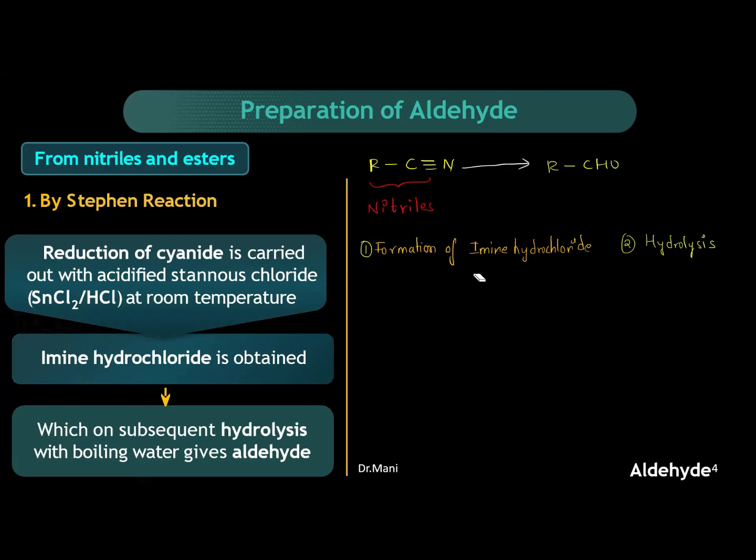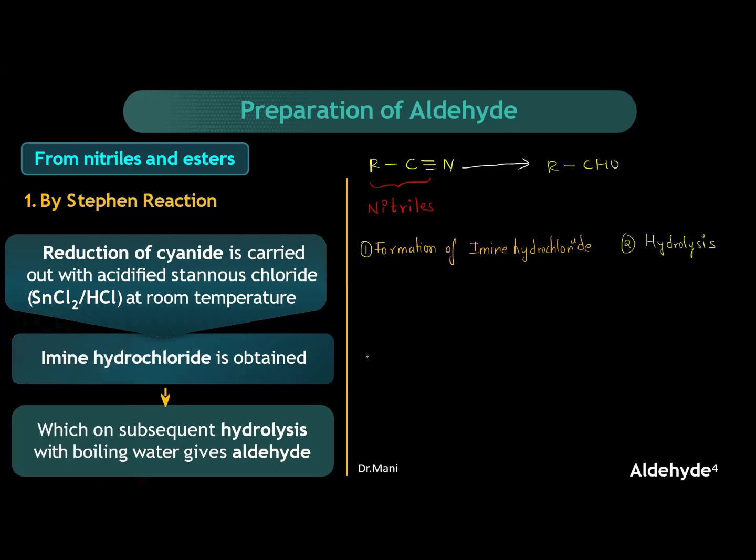So what is happening in the formation of the imine hydrochloride? Whatever nitrile you are taking is reduced by acidified stannous chloride, that is SnCl2 and HCl. Here HCl acts as an acidifying agent, and SnCl2 is stannous chloride, and this takes place at room temperature. It gives an intermediate called the imine hydrochloride. This you hydrolyze, that means you break it down with the help of water, and that will give the final aldehyde. Understood? So the reaction will happen this way.